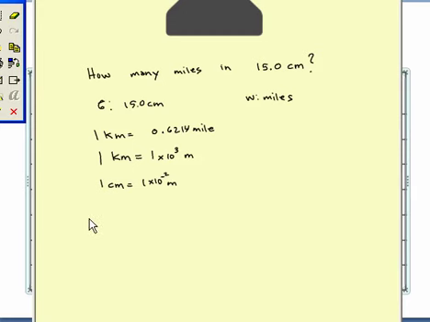So let's do our unit check. I have centimeter and centimeter. I have kilometer and kilometer. I have mile and mile. And I have meter and meter. So I have 2 of each. I'm ready to do my math.